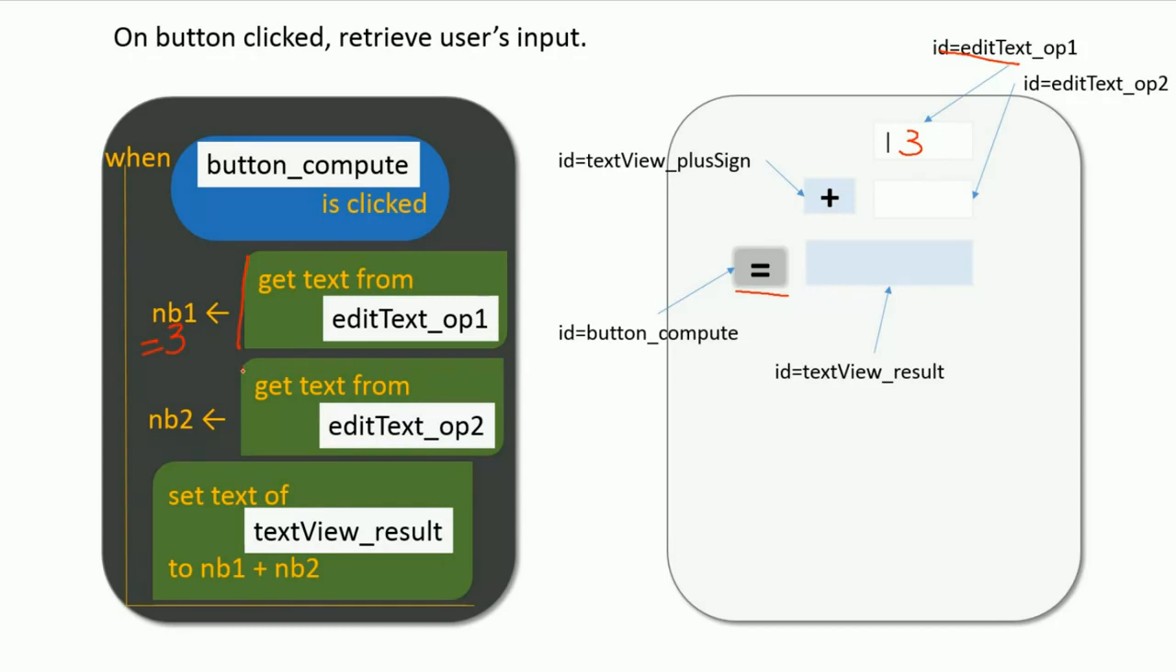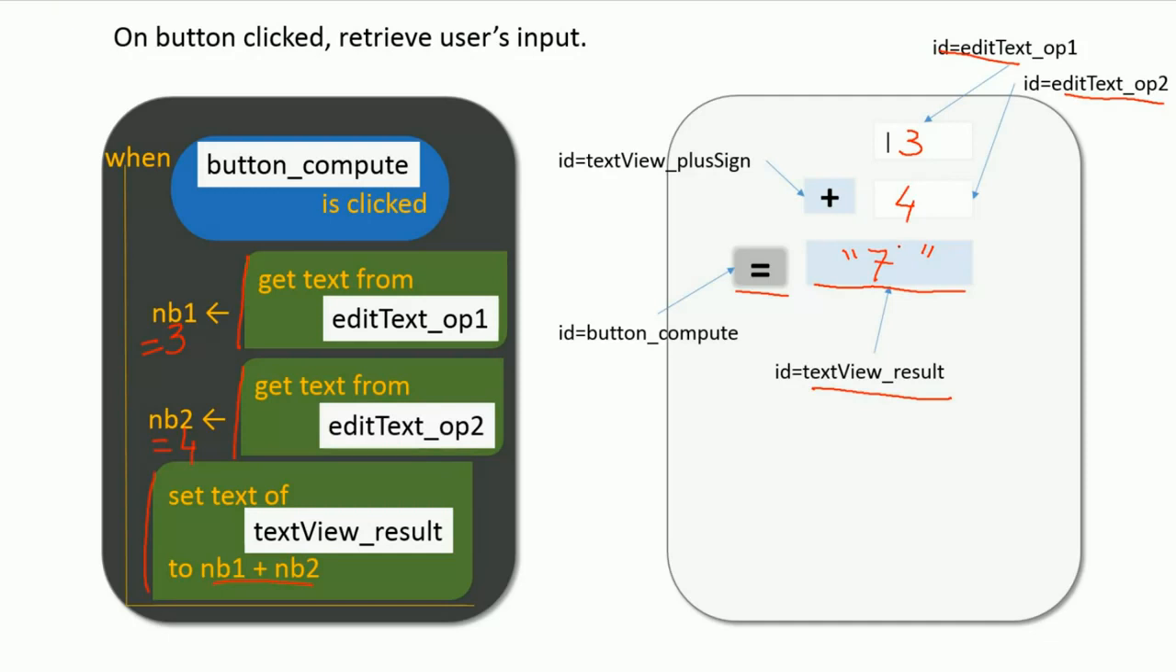Next, my second action is to retrieve the text typed into the second edit text, up 2. Let's say the user enters 4. So now the variable nb2 is equal to 4. And my last action is to set the text displayed in this text view here, text view result, to be the value nb1 plus nb2. So here I will display the string 7. So we already have a very simple functional calculator.